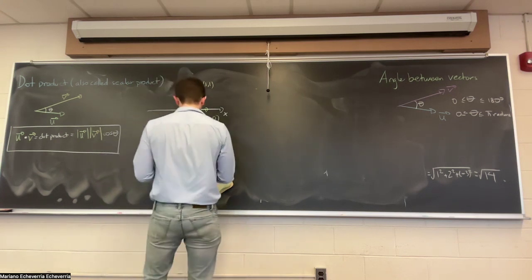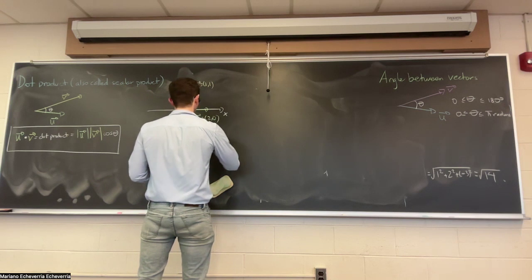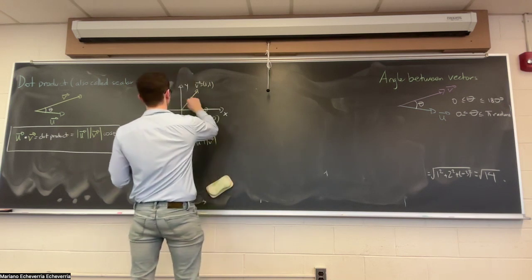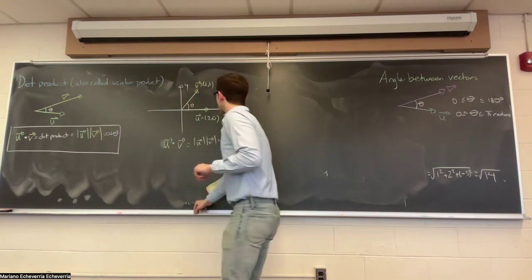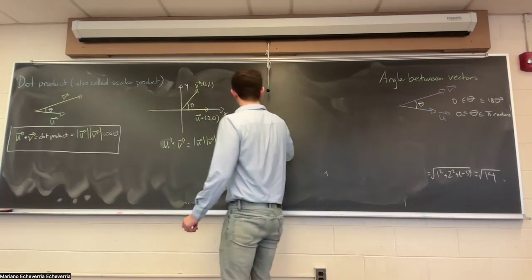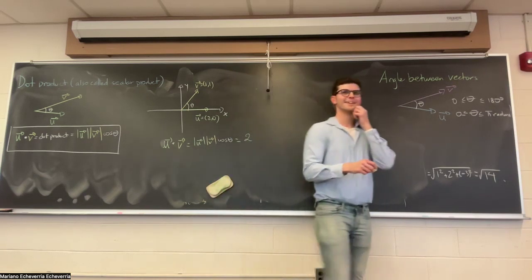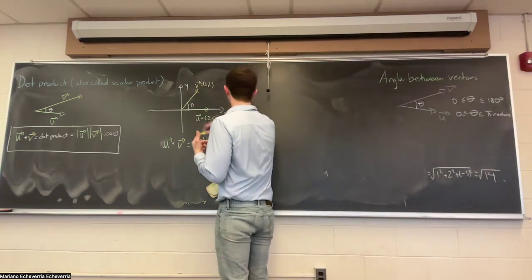So it would be the length of u times the length of v times the cosine of the angle between them, right? There's this angle between these two vectors, and you want to multiply by that cosine. So, what's the length of u? That's just 2. What's the length of v? It's just square root of 2, because of the Pythagoras theorem, right?